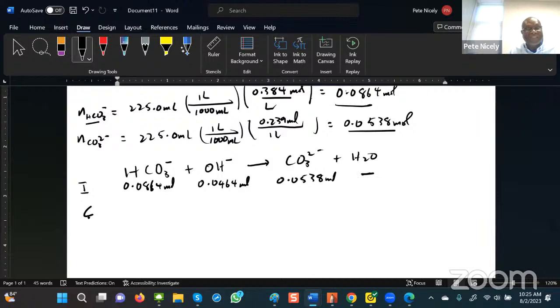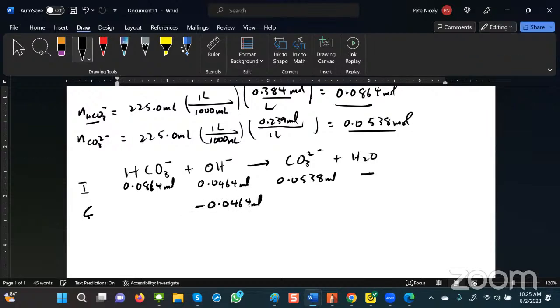And then we have to ask ourselves what the change for each of these will be. Now, because this reaction goes to completion, that means that the limiting reactant will be used up. And we can tell which is the limiting reactant easily because it's a 1-to-1 mole ratio between these two. So therefore, the limiting reactant in this case would be the hydroxide ion. So all of it would be used up.